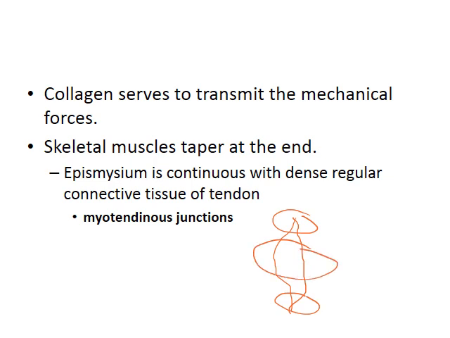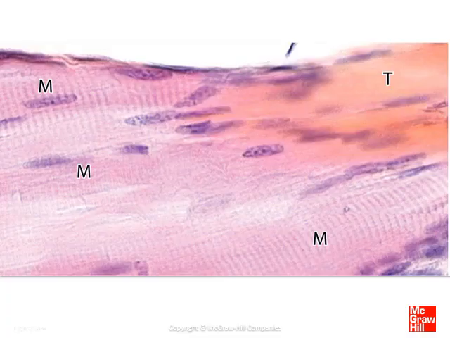Now, the epimysium is going to be continuous all the way through and eventually connect with our tendons. And we call these myotendinous junctions. Myo meaning muscle, tendinous meaning tendons. And then junctions mean that's where they're going to come together.